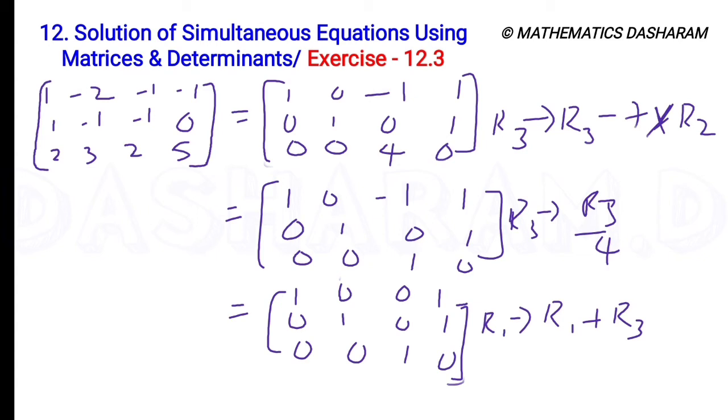So now the solution is here. Where is the solution? This last column is the solution. So x equals 1, y equals 1, z equals 0.